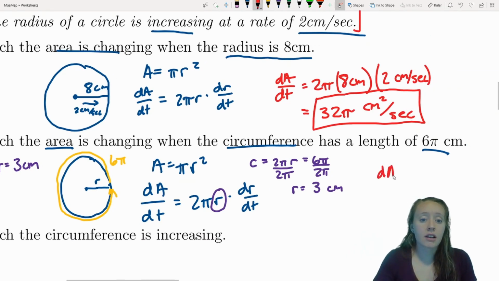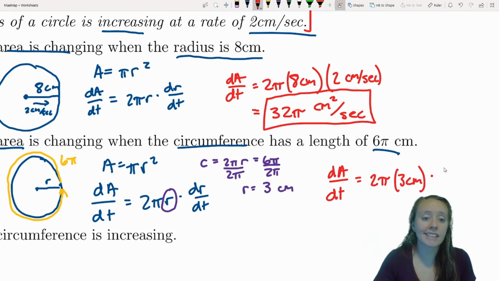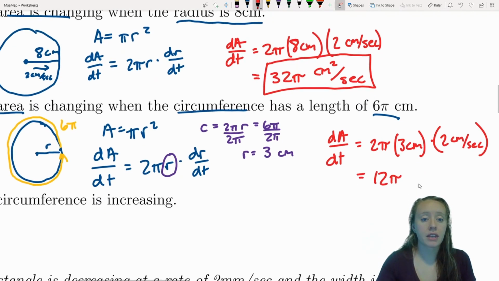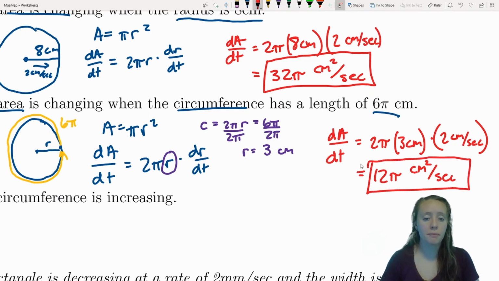So in this case, my change of area is going to be equal to 2 pi times 3 centimeters for my radius times the rate at which my radius is changing is still that 2 centimeters per second. That has not changed. That was part of my original prompt. So I get 2 times 3, which is 6, times 2, which gives me 12. So this is going to be equivalent to 12 pi centimeters squared per second. And that's the rate that my area is changing for part B.